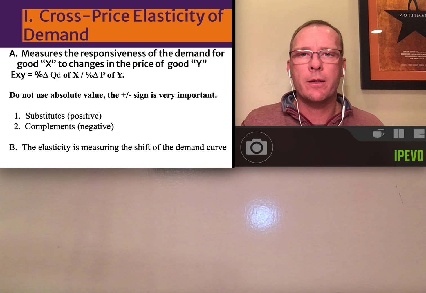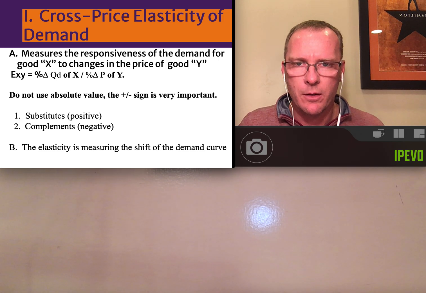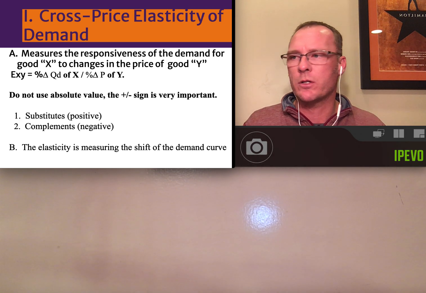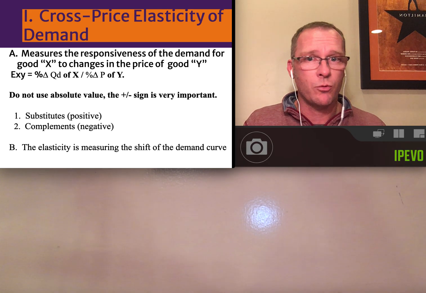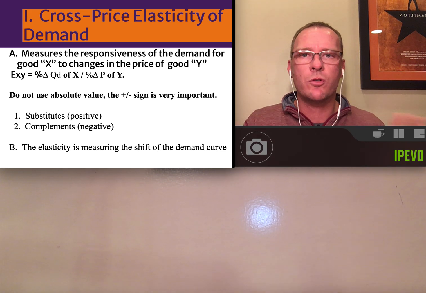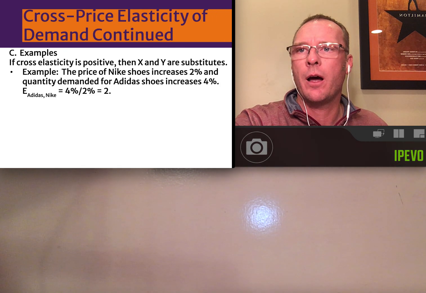If the number is negative, what you're going to find is those two goods are complementary goods. Okay, so those two goods go together. Now we're talking peanut butter and jelly, nacho chips and nacho cheese. So as you look at it, those two things that get purchased would be complementary goods. Those are a negative number.